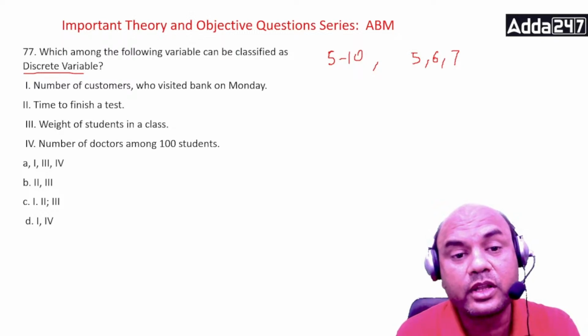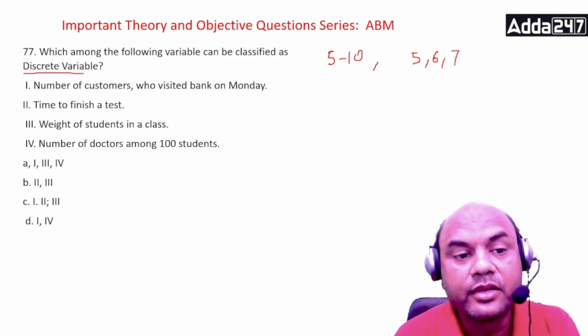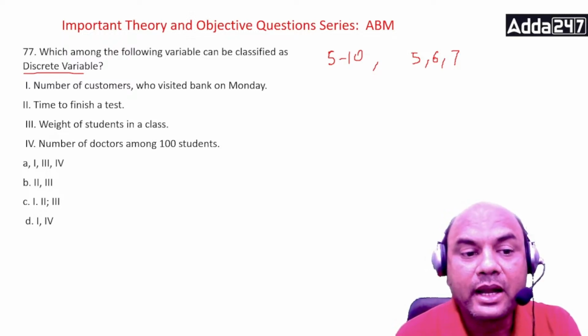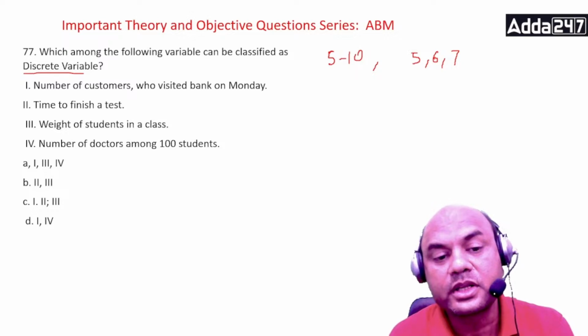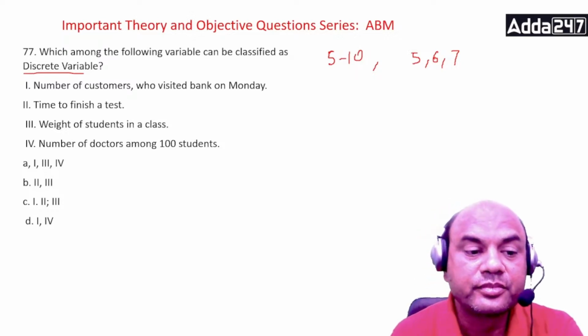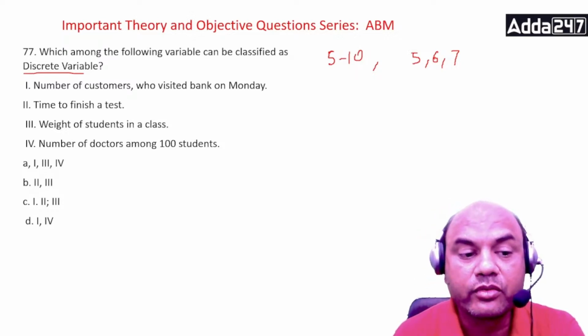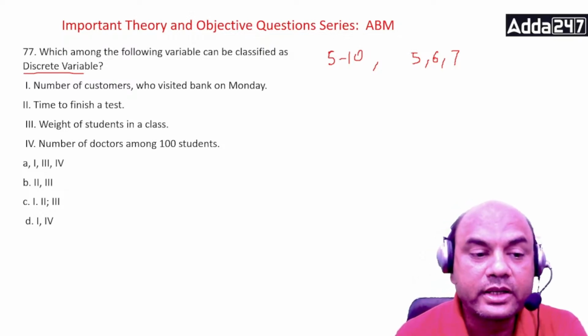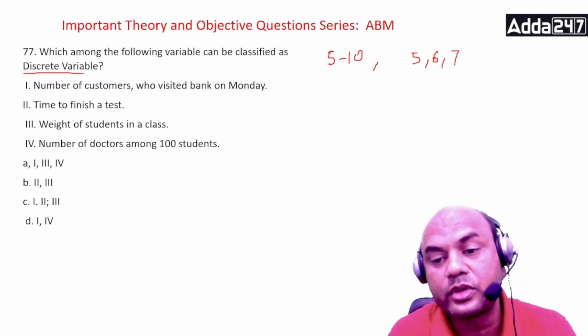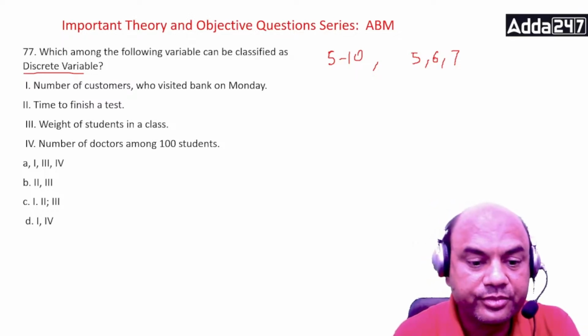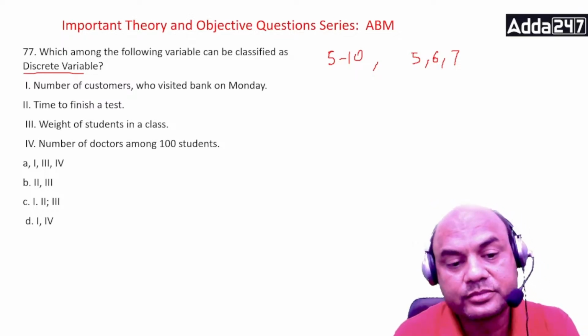So which among the following variables can be classified as a discrete variable? Number of customers who visited the bank on Monday. Time to finish the test. Weight of the students in the class. Number of doctors among 100 students. So which can be discrete over here? 1, 3, 4, 2 and 3, 1, 2, 3 and 1 and 4. Now you think over it. Sir, I have told you the meaning of discrete and continuous. Now we have to find out the answer.